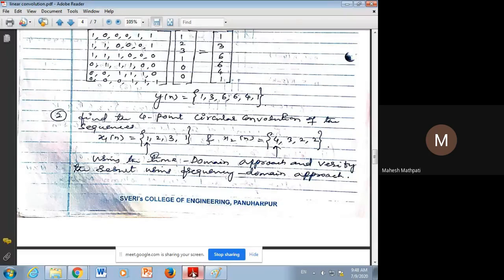कुणाला काय कन्फ्युजन इथं? Anyone, please? No, sir. Okay. So first we will calculate a circular convolution using the matrix approach. Can you calculate that? Yes, sir. So that you call the time domain approach. First point is the time domain approach, and calculate the answer.